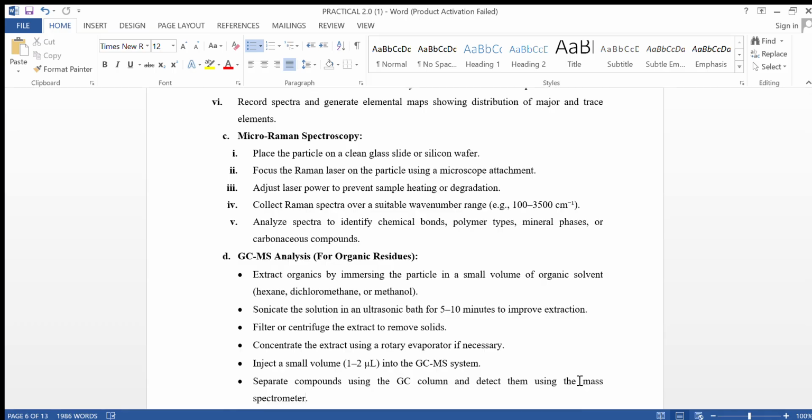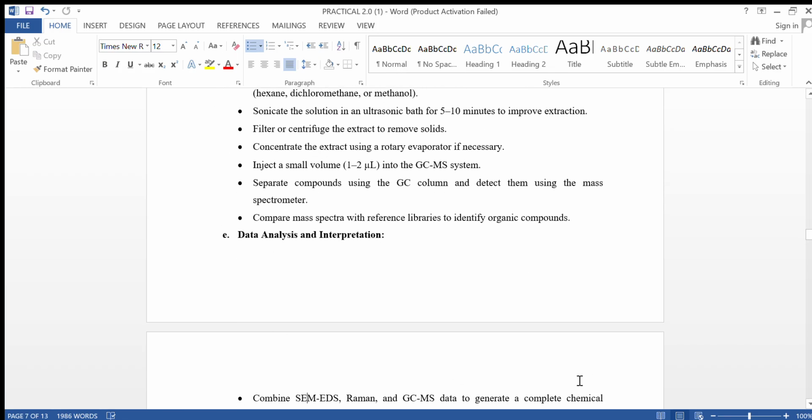immersing the particle in a small volume of organic solvent, hexane, dichloromethane, and methanol, which we discussed. Sonicate the solution in an ultrasonic bath for 5 to 10 minutes to improve extraction. Filter or centrifuge the extract to remove solids. Concentrate the extract using a rotary evaporator if necessary. Inject a small volume, 1 to 2 microliter, into the GCMS system.